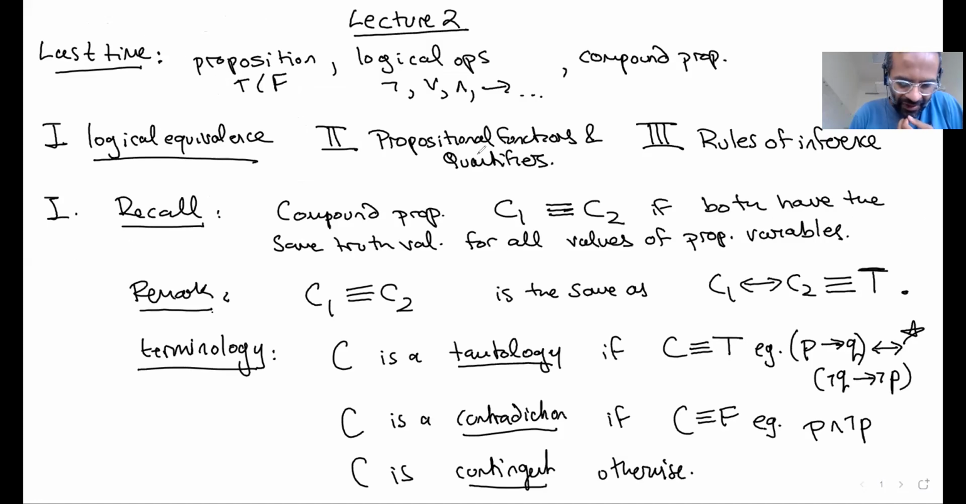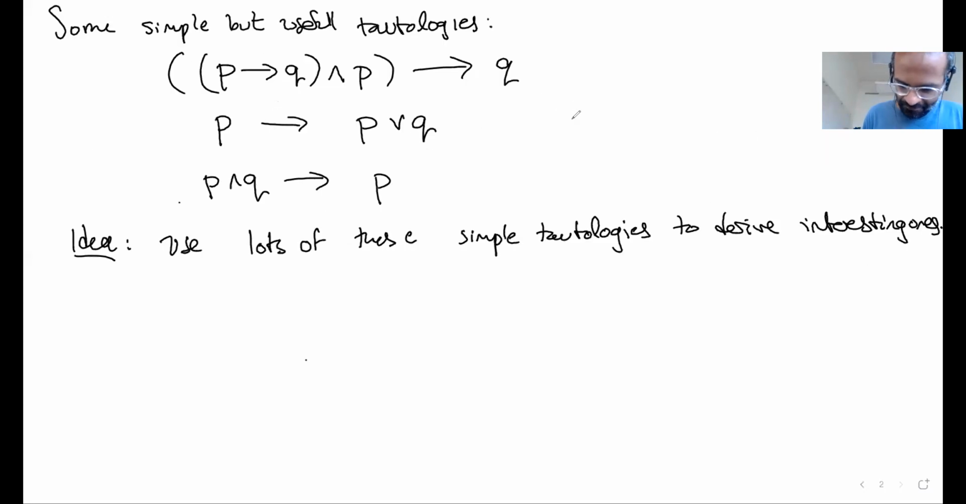Okay, so let's move on to item 2, propositional functions and quantifiers. By the way, this was section 1.3, and this is like 1.4 to 1.5. So what's the motivation for all this? The motivation is that we want to be able to reason precisely about large collections of objects, right?